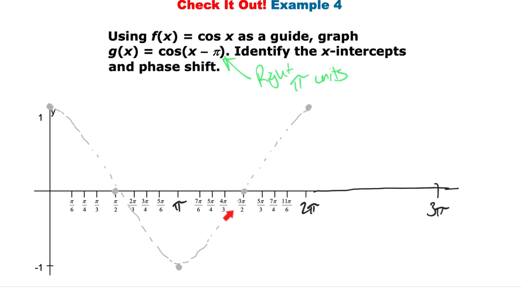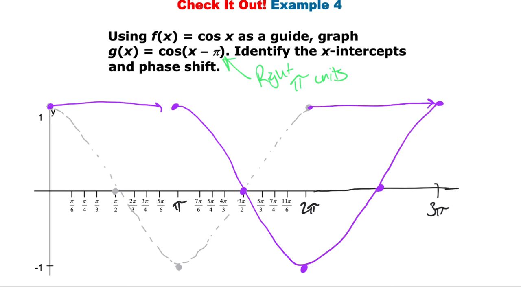I've drawn our cosine of x guide in gray, and we're going to shift all of this to the right pi units. So I'm going to take each point and go to the right pi units. I've extended out my graph from 2 pi to 3 pi just to make it easier to go to the right pi units. So I've moved all of the points that I have to the right pi units, and then I can go back and fill in my graph over here, and I can see that I can actually finish out down at -1 on the y-axis.